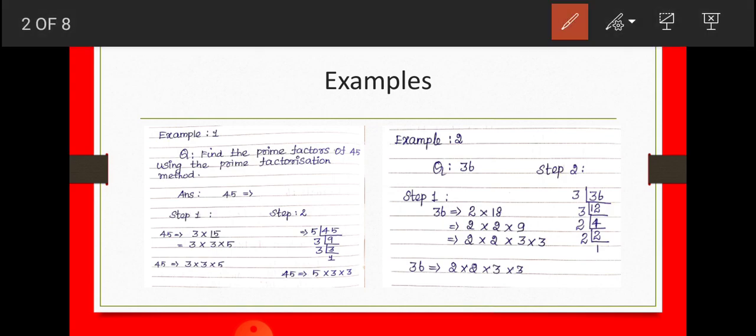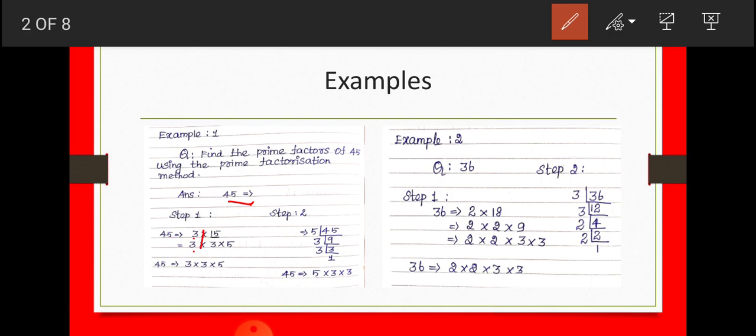Question number 1. Find the prime factors of 45 using the prime factorization method. Already I explained. Prime factorization means first we have to find the factor of 45, then prime numbers. So first take 45. We can use two methods. But listen, I will explain two methods. 45 is equal to, from the smallest table you can go, 3 15s are 45. You know very well 3 is a prime number. So just you stop. 3 is a prime number, I stopped.